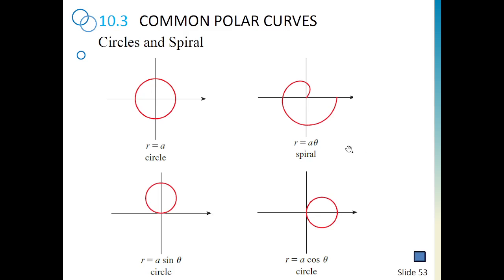So that's interesting. So we have a circle, r equal a fixed number, another circle that is on y-axis, a sine theta, a circle on x-axis, a cosine theta, and if I have r equal to angle times some number, I get a spiral. So the larger the angle, the larger the spiral.